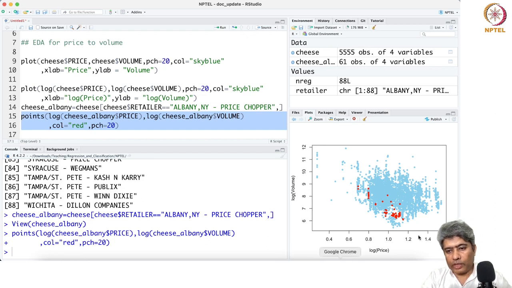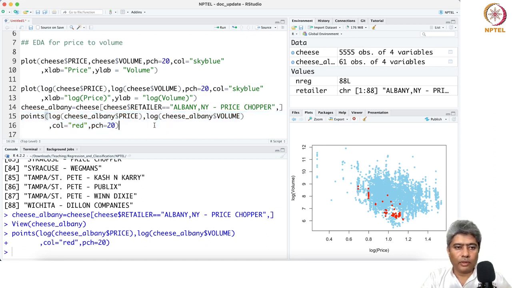So you can see these are the points which all belong to Albany Price Chopper, in this range. At different price levels, the number of sales behaves like this. Okay.